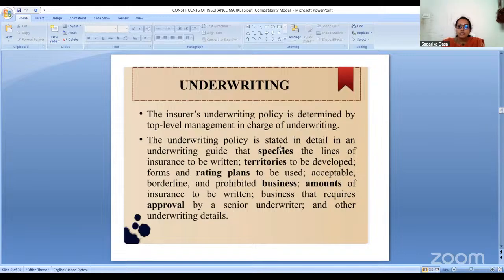The underwriting policy is stated in detail in an underwriting guide that specifies. When we say underwriting policy, it is a written document in which some points will be included, how the insurance policy of that company should be. It specifies the lines of insurance to be written, territories to be developed, forms and rating plans to be used, acceptable broad line and prohibited business, amounts of insurance to be written, business that requires the approval by a senior underwriter, and other writing details. So all these details will be included in a particular underwriting policy of an insurance company.